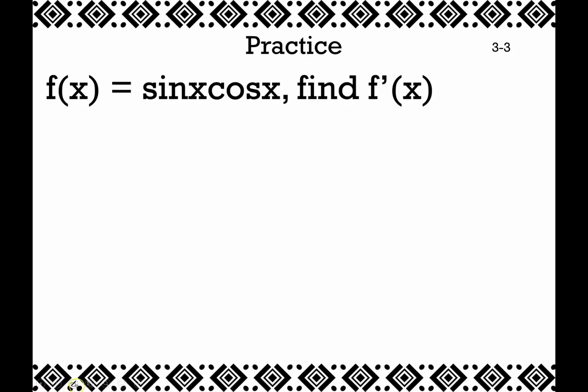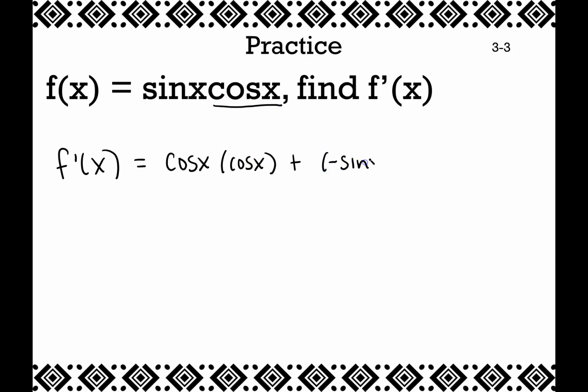All right, last one here that we're going to do together. So my f prime of x is going to be the derivative of my first, which is cosine x, then just plain old times the second, so it's cosine x, plus, now we're going to do the derivative of the second, which is a minus sine x, times the first. So that's going to be times sine x. Or you can just write it like that.